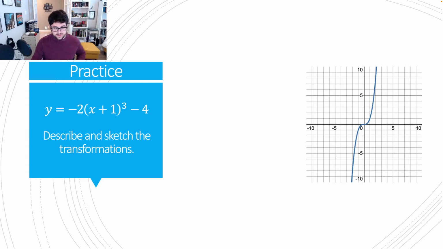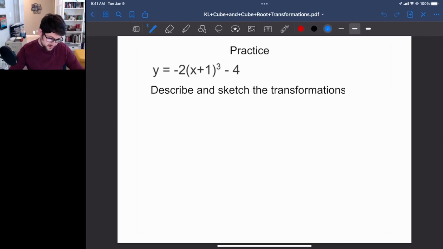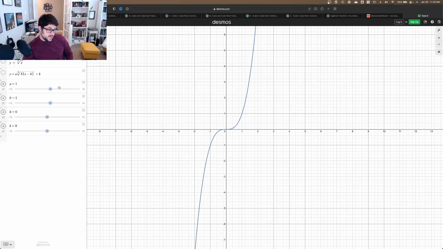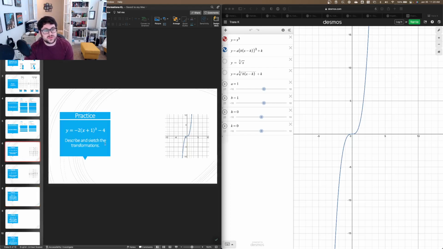Now, let's get into describing and sketching the transformations. I'm going to switch out of this and over to here. Cool. So, if we are going to describe the transformations of this, one thing we can do is click on my little transformation thing. All right. OBS is there, and we got our transformation stuff. So let me move this over to the side and switch it back to the Mac. Okay. So actually, let's do it this way. Move that there and move this here. Cool. Okay, so we want to describe and sketch the transformation.